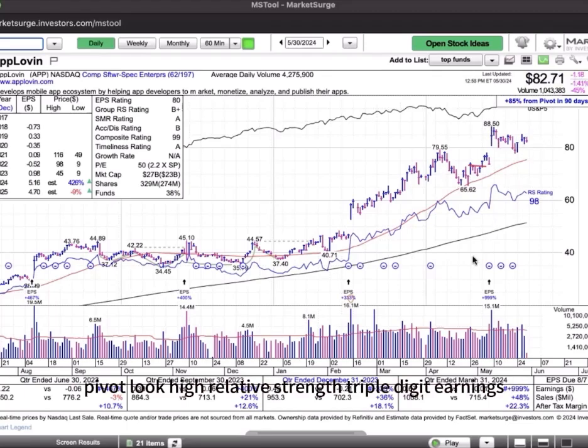Look, high relative strength, triple-digit earnings. This is one you should have on the radar. It actually looks really good fundamentally. Obviously, you get the breakout year over here as well, and it's in a good group. But it's just a little short.